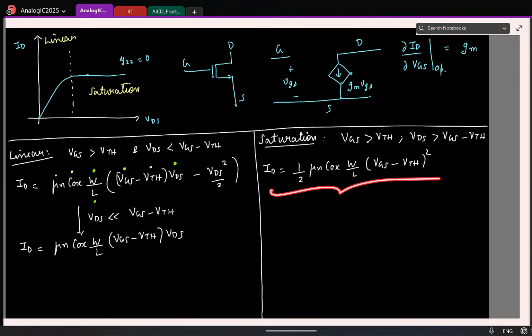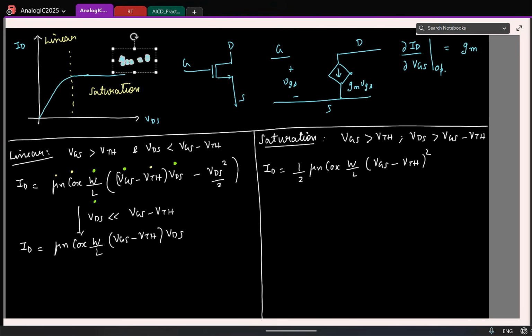So from this equation, if I increase VDS, is my drain current changing? No. Does it make sense from the characteristic? That's what you want, right? You want the slope to be 0, which means if I increase VDS, I don't want anything to happen to my drain current. That's what I mean by small signal Y22 to be 0.